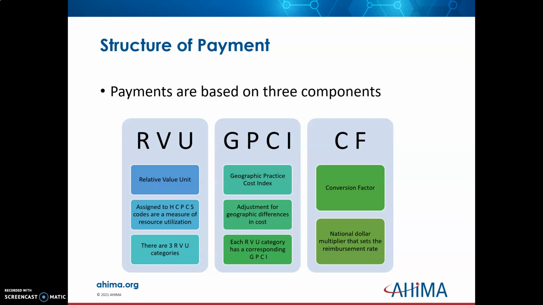There are three RVU categories. The GPCI is an adjustment for geographical differences in cost. Think of providing care to a patient in downtown Chicago versus providing care to a patient in, let's say, Southern Illinois. Definitely a difference in the cost of treatment. Each RVU category has a corresponding GPCI. And then the conversion factor is the dollar multiplier that sets the reimbursement rate.